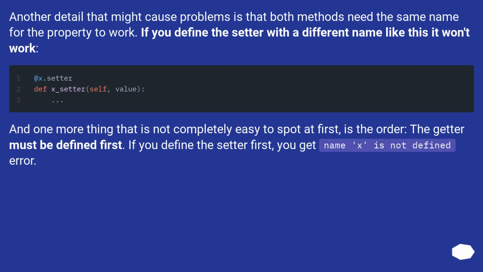Another detail that might cause problems is that both methods need the same name for the property to work. If you define the setter with a different name like this, it won't work. And one more thing that is not completely easy to spot at first is the order. The getter must be defined first. If you define the setter first, you get a name 'x' is not defined error.